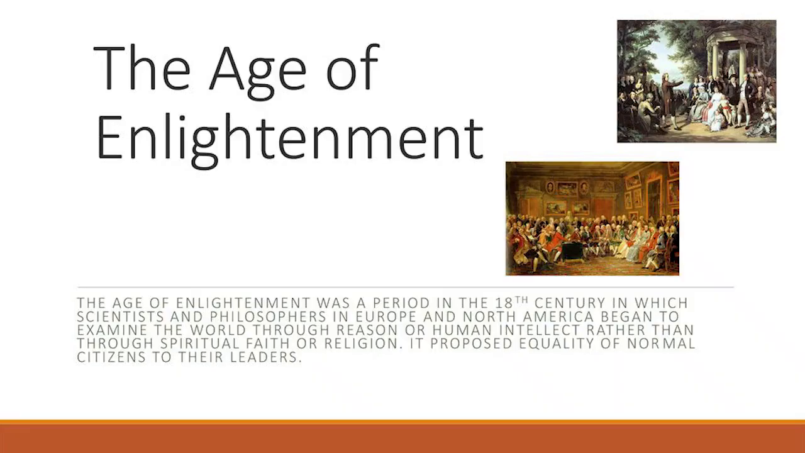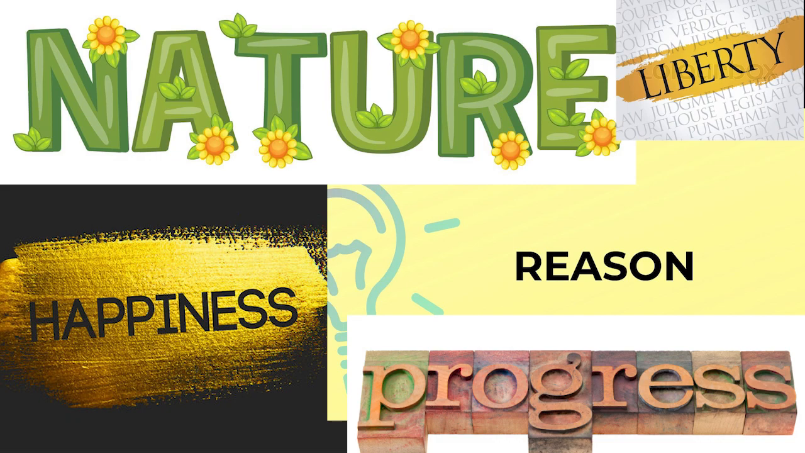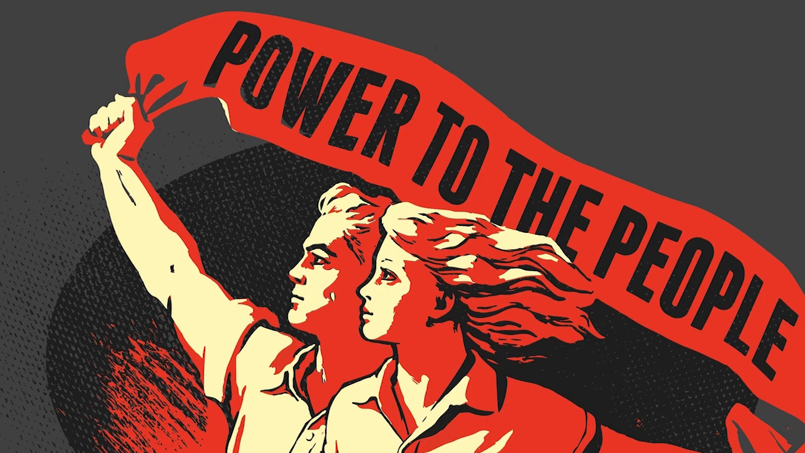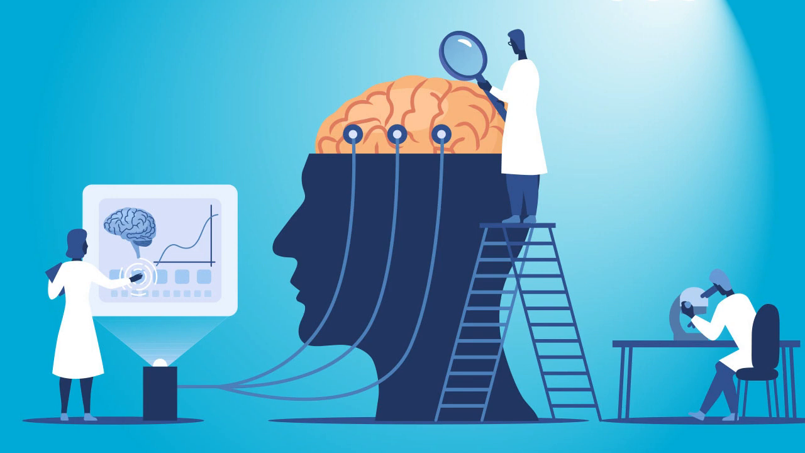To start things off, let's talk about the Age of Enlightenment. The Age of Enlightenment was a movement based on culture and intellect where people started to really emphasize reason. Some characteristics of the Enlightenment were, as I said, reason, nature, happiness, progress, and liberty. Some Enlightenment ideas, for example, were freedoms to all men, equality amongst all men, religious tolerance, power to the people, and limited power to the government, along with scientific progress over superstition.